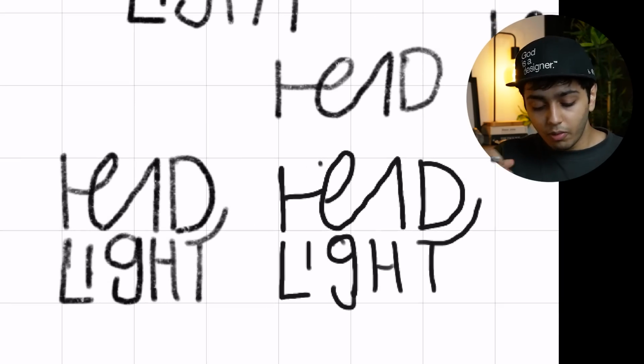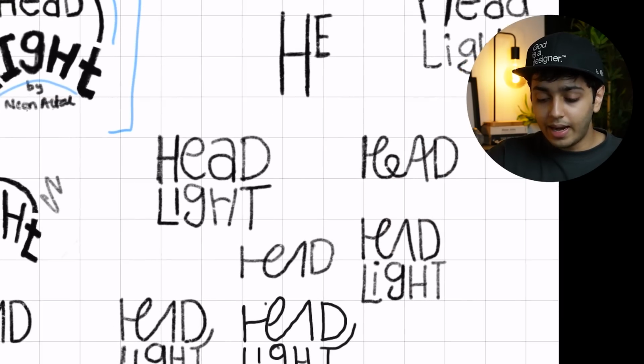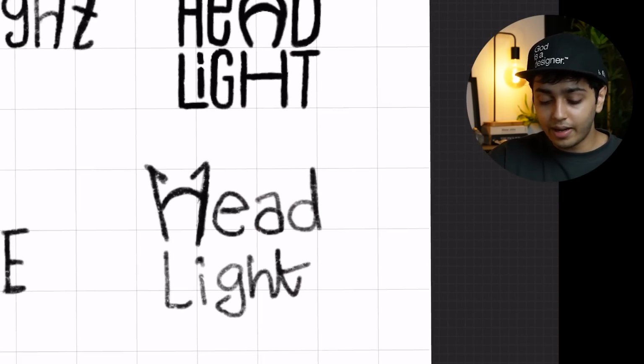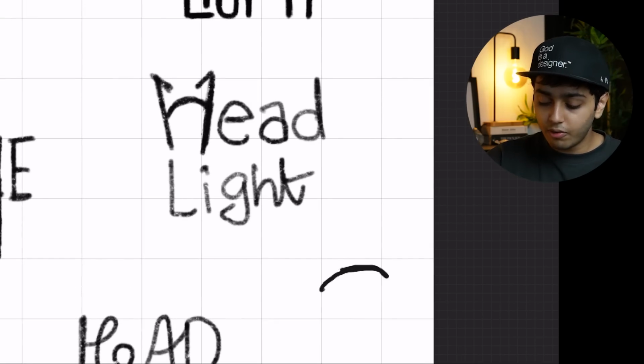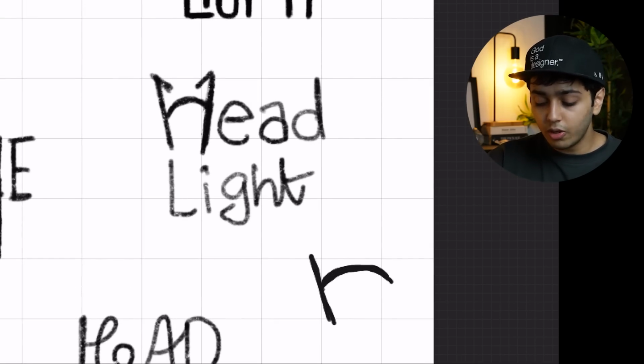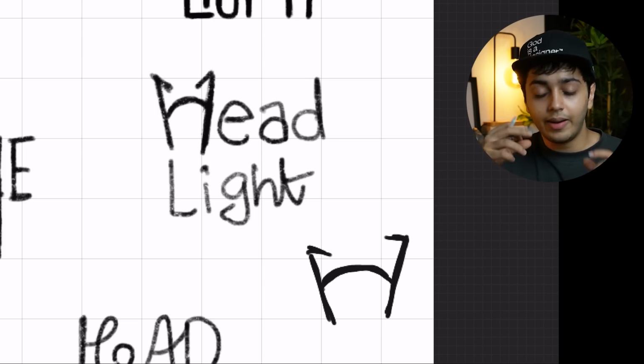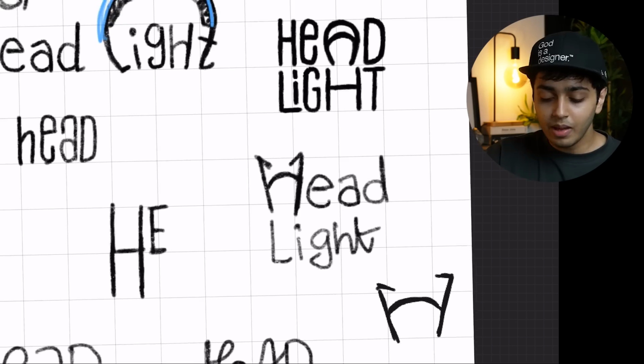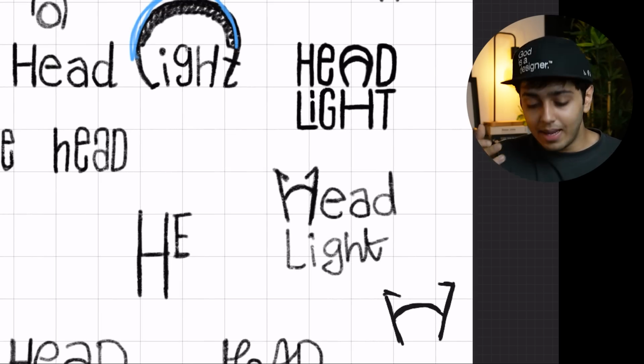But the problem with this was that it was not very legible, not very readable. So then I tried a bunch of different variations. In fact, I tried to include the product itself in the letter H. I tried to create the product so that the letter H would have the product within itself. But again, it wasn't really making sense.